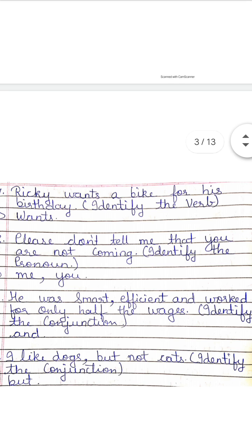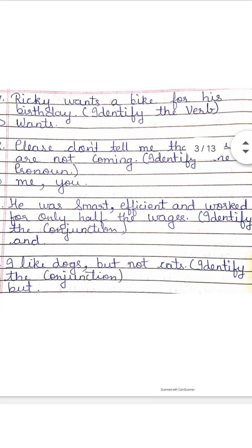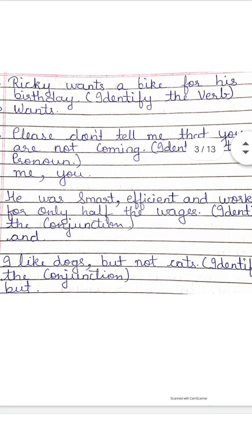Next question. Ricky wants a bike for his birthday. You have to identify the verb. Now the verb is wants. Please don't tell me that you are not coming. Identify the pronoun. So the pronouns we have over here are me and you, right? Words used in place of nouns are called pronouns.